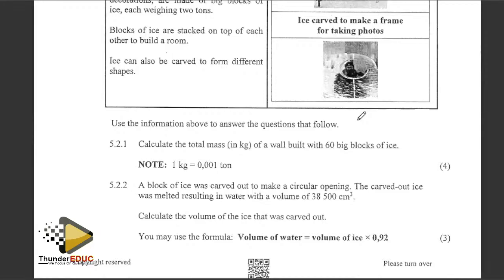All right, calculate the total mass in kilograms of a wall built with 60 big blocks of ice. Now, what are we going to do? They said mass in kilograms. And I've told you 1 kilogram is equivalent to 0,01 ton. So the 60 big blocks, each weighs 2 tons. So in other words, here you have 120 tons. These 120 tons, we need them to become kilograms. So we shall divide by 0,01.